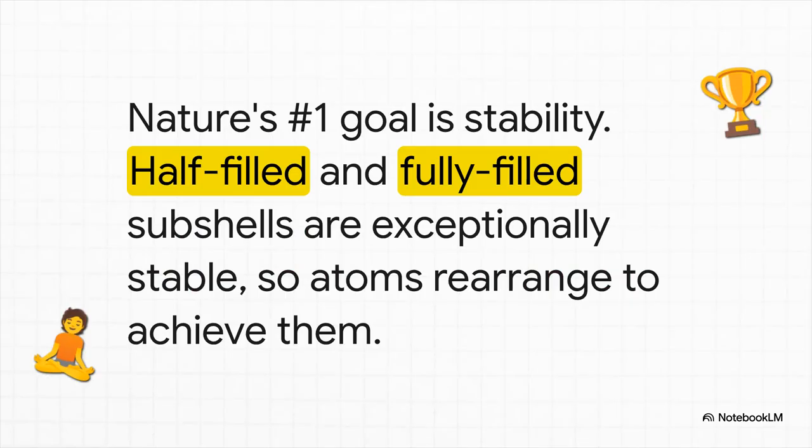And the answer comes down to the one rule that trumps all the others. Nature always seeks stability. It just so happens that there is this special kind of Zen-like stability that an atom gets when its rows of seats are exactly half full or completely full. So to get to that more stable state, chromium bumps one of its electrons up. It breaks a little rule to follow a much, much bigger one. Find the most stable, lowest energy state you possibly can.